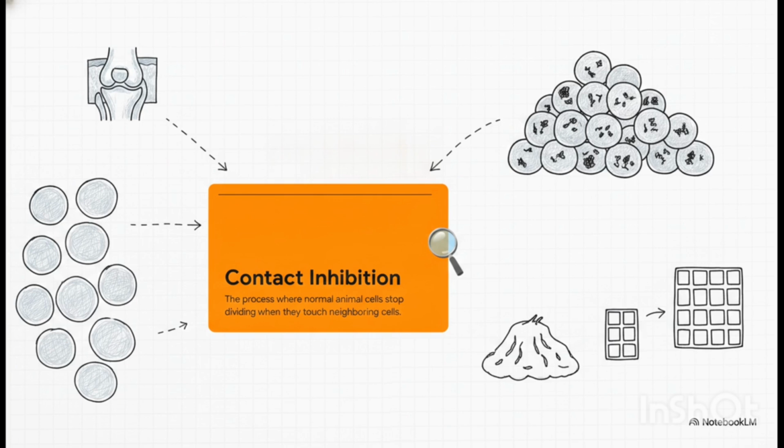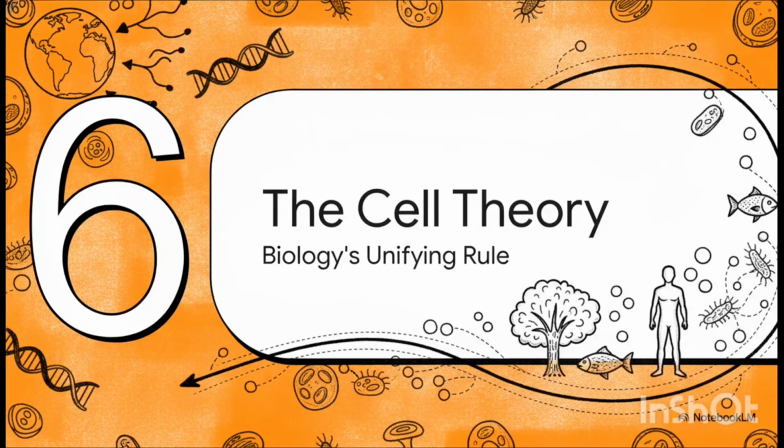Interestingly enough, plant cells don't even use contact inhibition because their rigid cell walls lock them in place from the start, so they have a totally different growth pattern. Section 6, the unifying cell theory. For our final section, let's zoom all the way back out for the big picture.